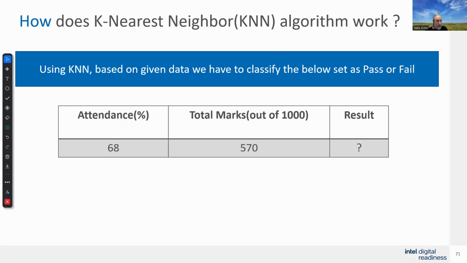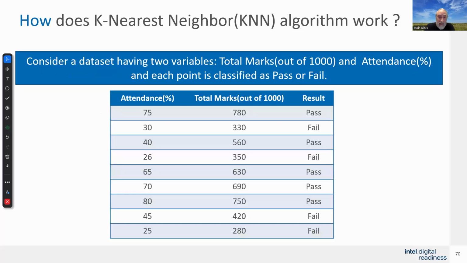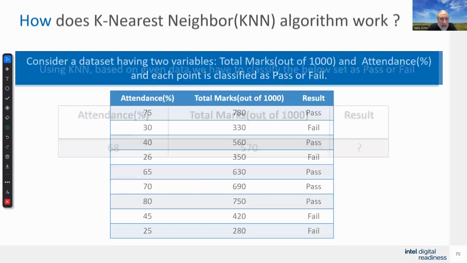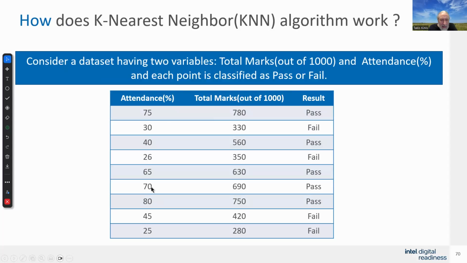Okay, let's just be really practical about this. I might go back here and look at this and go, all right, well, what was that? 68 and 570. Well, this is 70 and 690. This is 65 and 630. All right, you know what? Here's a 40 and a 560, and they passed. Well, my attendance is higher and the number's about the same. I'm going to call it a pass. This is just a common sense approach.